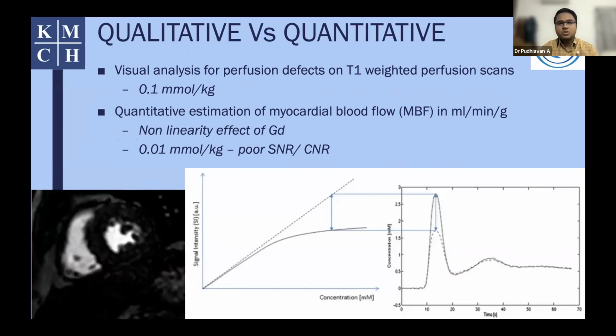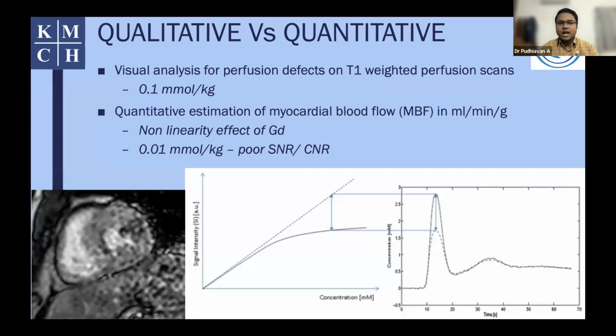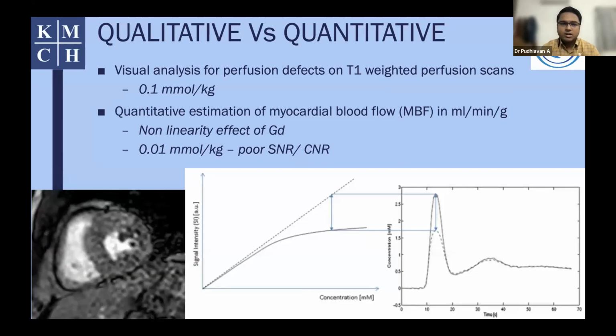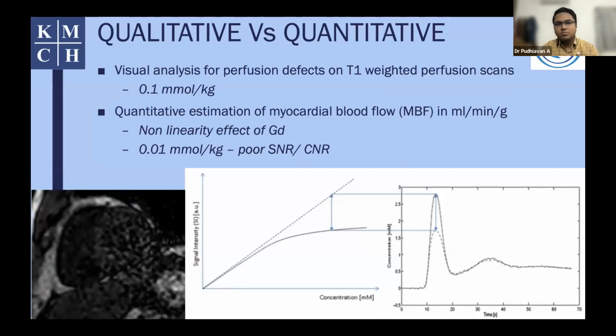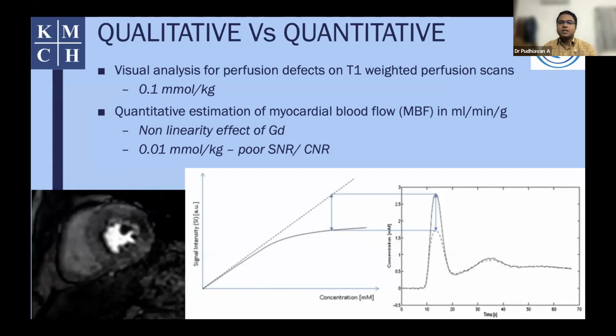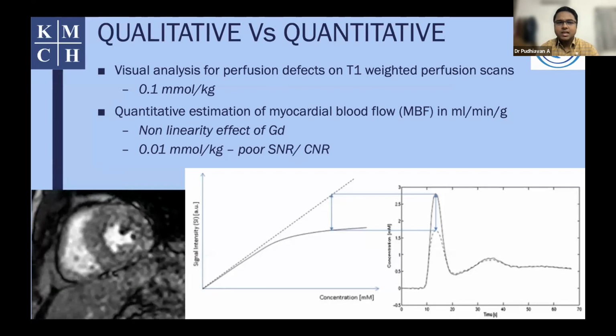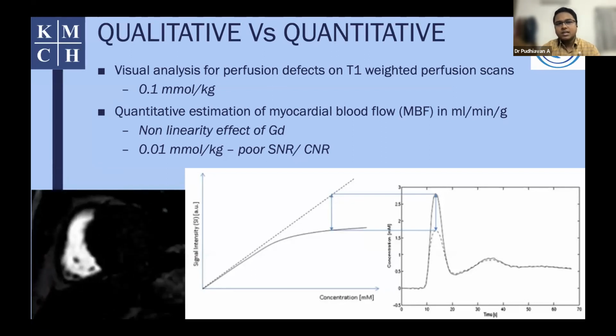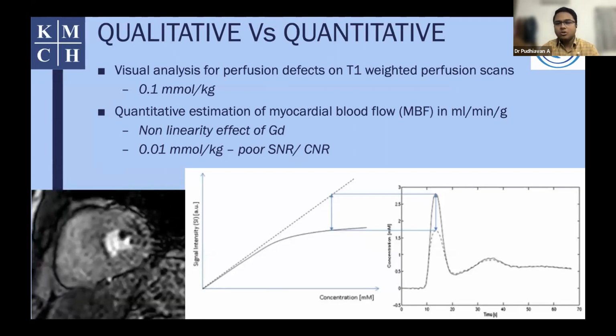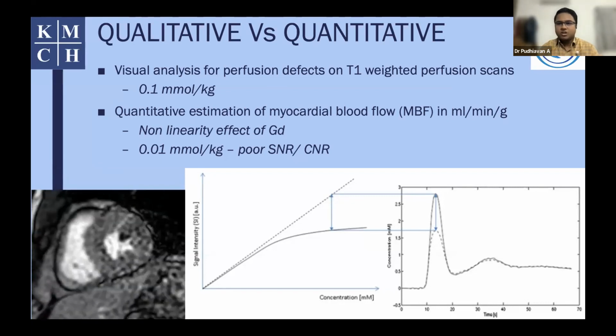When you are doing a visual perfusion analysis, you have to give gadolinium contrast at a dose of around 0.1 millimole per kilogram. There is another way of doing the perfusion analysis, which is the quantitative analysis, which is the estimation of the myocardial blood flow using the arterial input function.